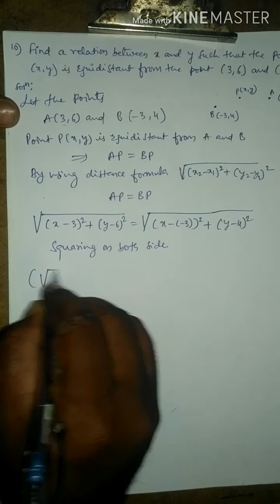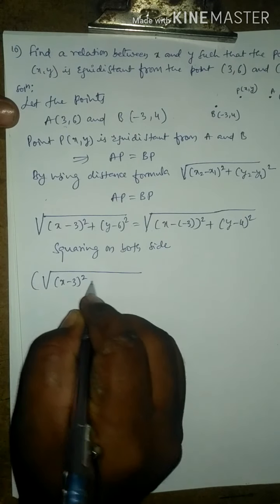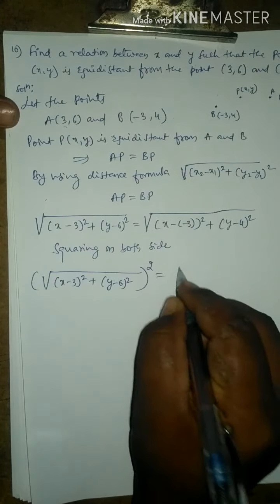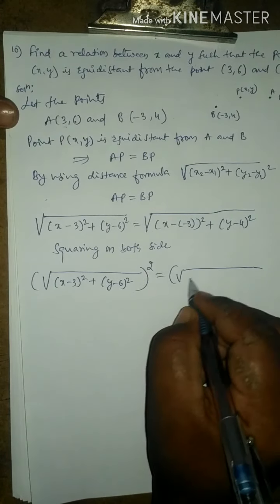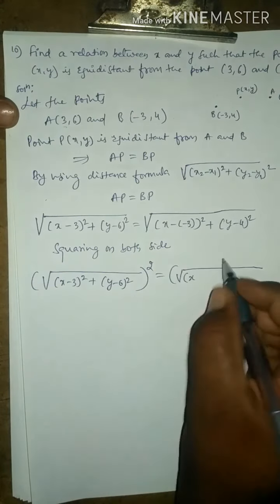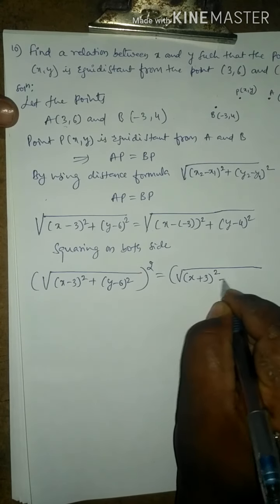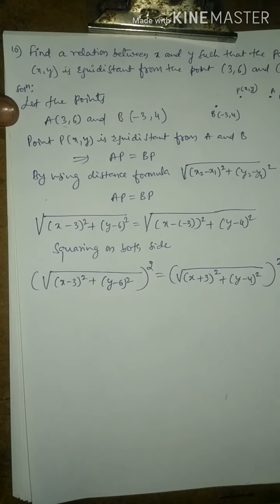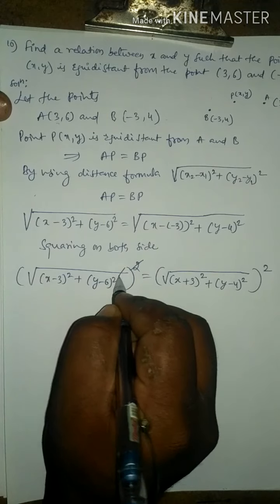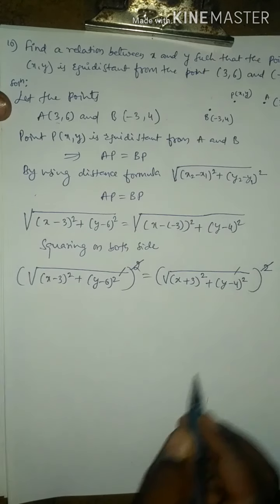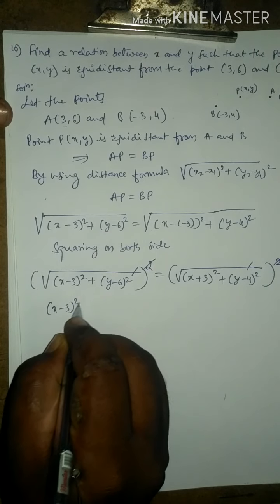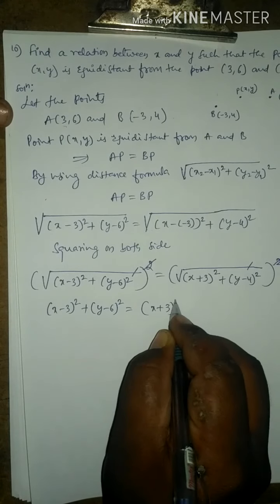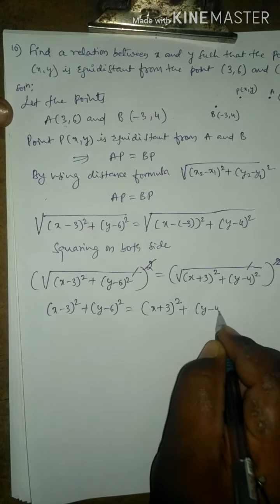So what happens? Here (x minus 3) whole square plus (y minus 6) whole square, for this LHS we have to square. Now for this RHS, (x plus 3) whole square plus (y minus 4) square, for this also we have to go for whole square. Then the square root is cancelled; in the RHS also the square root is cancelled. What is remaining? (x minus 3) whole square plus (y minus 6) whole square is equal to (x plus 3) square plus (y minus 4) square.